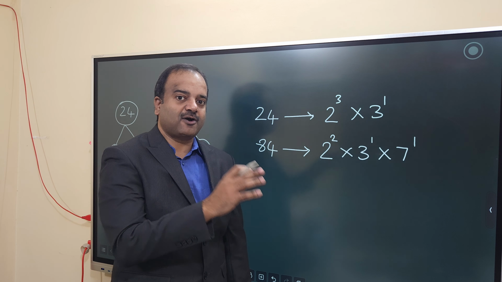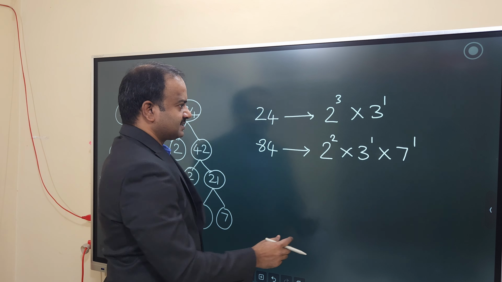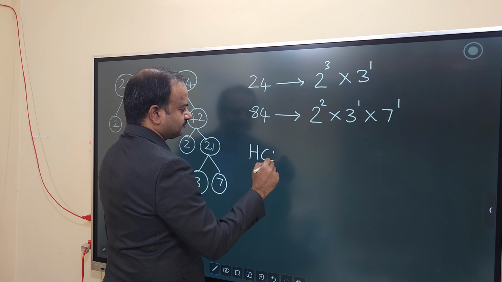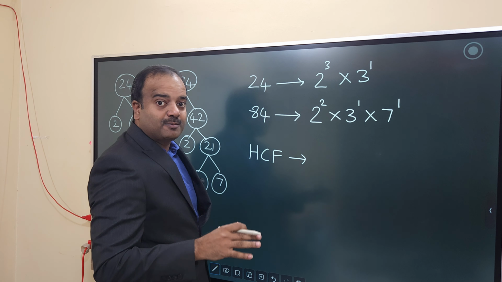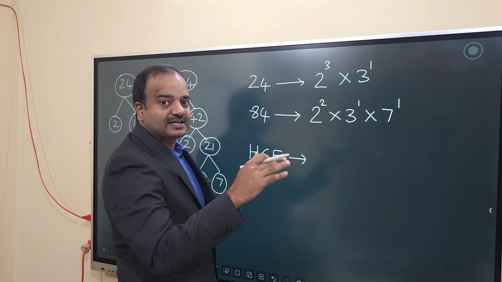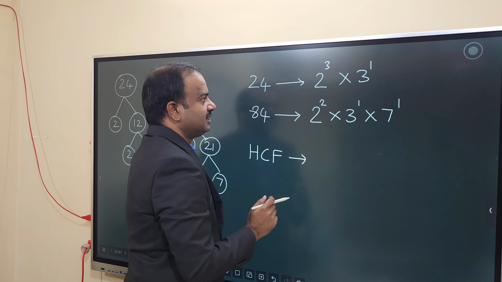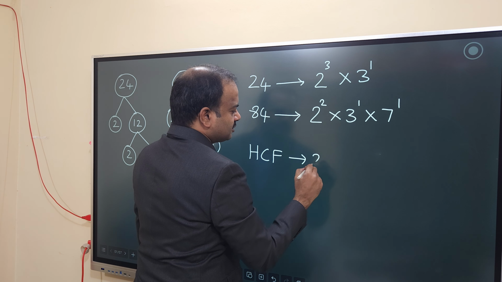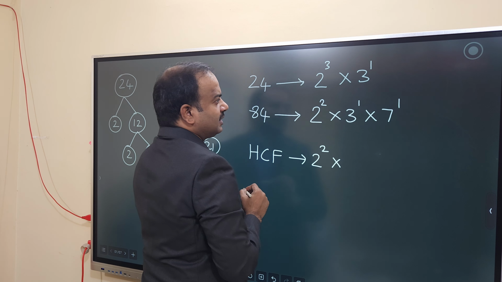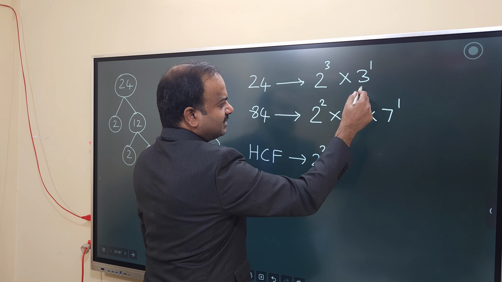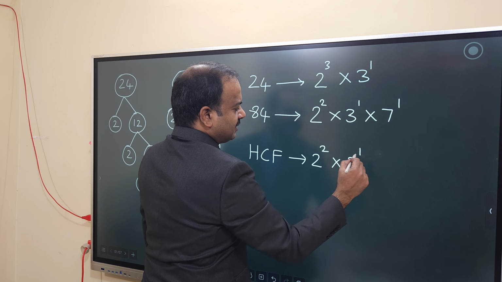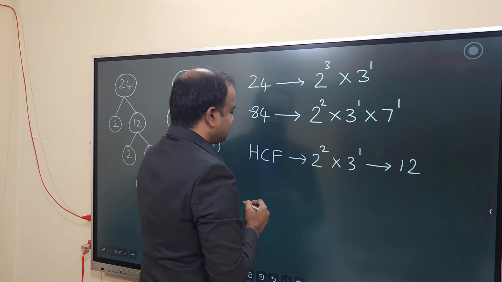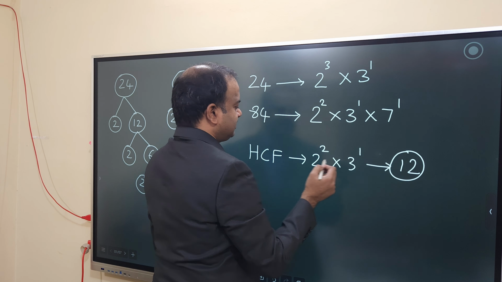Remember, for HCF, you have to take common and least power. For HCF, you only need to consider the common prime factors. You should not consider the factors which are not there in both. Here, 2 is common, so the least power is 2 square. Then 3 power 1: 3 is common, and the least power is 1. So that can be written as 2 square into 3, 4 threes are 12. So 12 is the highest common factor for these two numbers.